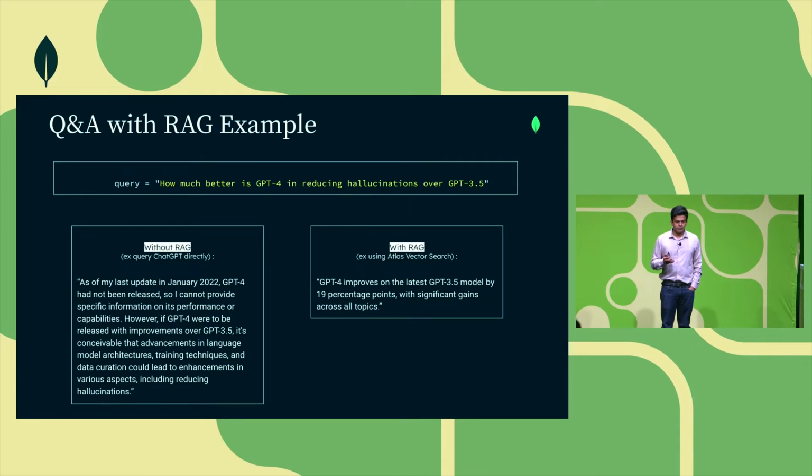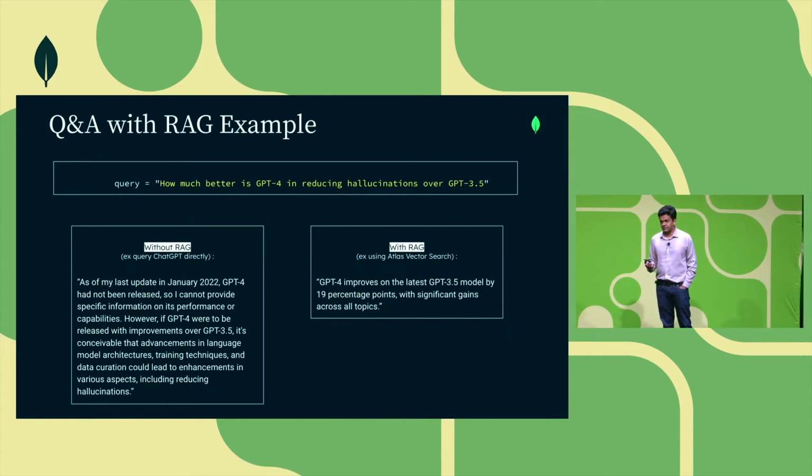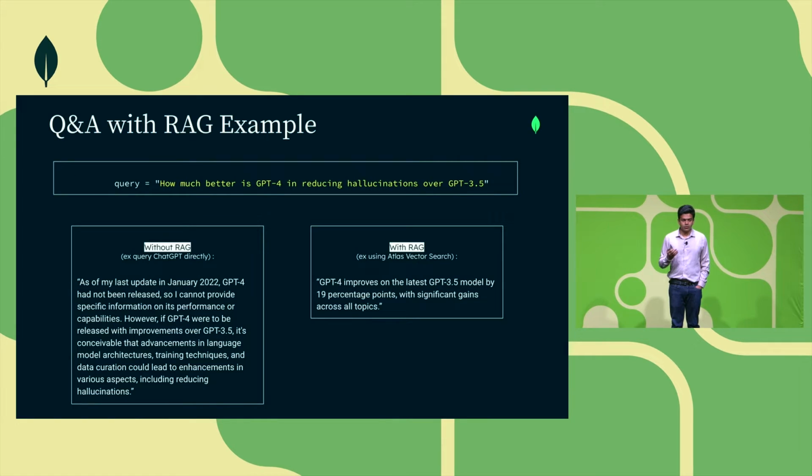On the left bottom, you can see asking a question like, how much better is GPT-4 in reducing hallucinations over GPT 3.5, to ChatGPT, where you essentially get an answer where it says, I do not know, I have not been trained on that kind of a set. On the right, we will show you how you can get a Q&A answered specifically using a private knowledge source.